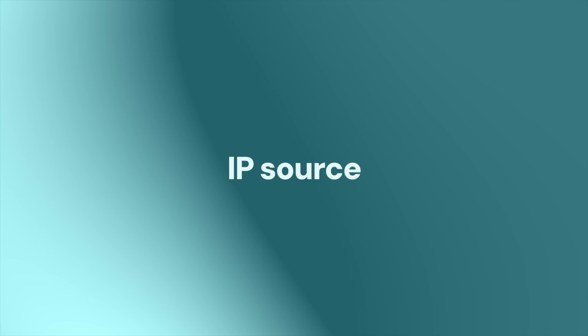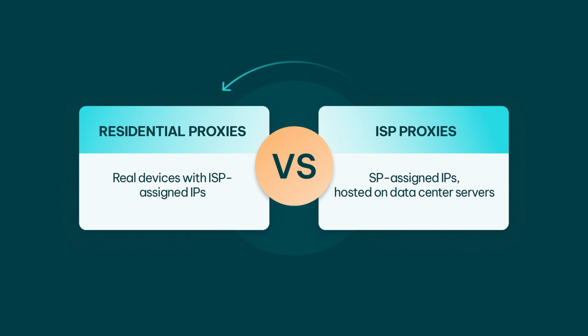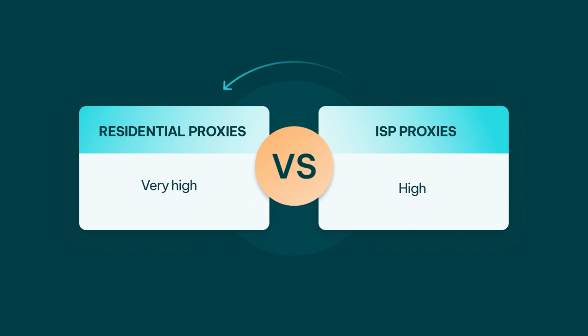Now let's compare residential and ISP proxies side by side so you can easily choose the right type for your setup. IP source. Residential proxies come from real people's devices with IPs assigned directly by internet service providers. ISP proxies also use ISP-assigned IPs, but they're hosted on data center servers. Trust level. Residential proxies have the highest trust level since their traffic looks just like any other organic internet user. ISP proxies also carry strong trust, but can be slightly easier for advanced systems to identify being hosted in data centers.